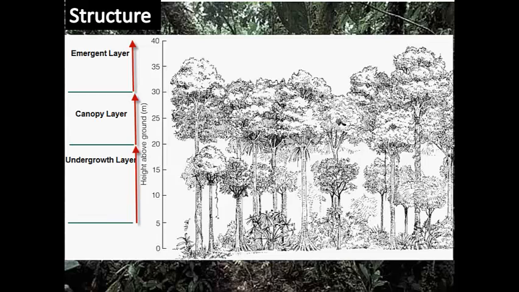With that, let me just wrap up by showing you the structure of the tropical rainforest again. The tropical rainforest has 3 distinct layers, which are the undergrowth, the canopy, and the emergent, and we have gone through that in detail.